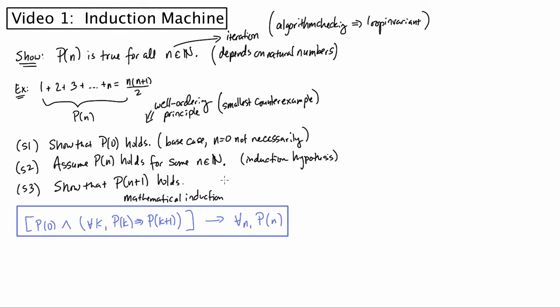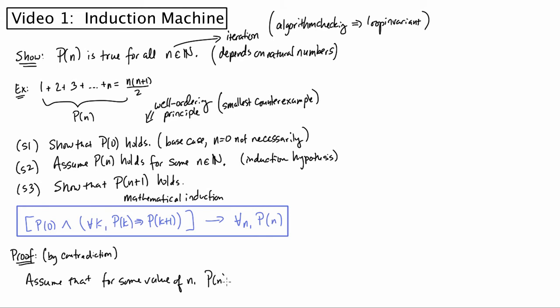Now, since we're going to be using this particular proof method all throughout the rest of the course, it's probably worth our time to go ahead and show that this is indeed the case, to show that this argument is indeed valid. And this is going to be a proof by contradiction. So for the purposes of contradiction, I want to assume that for some value of n, P of n is false.